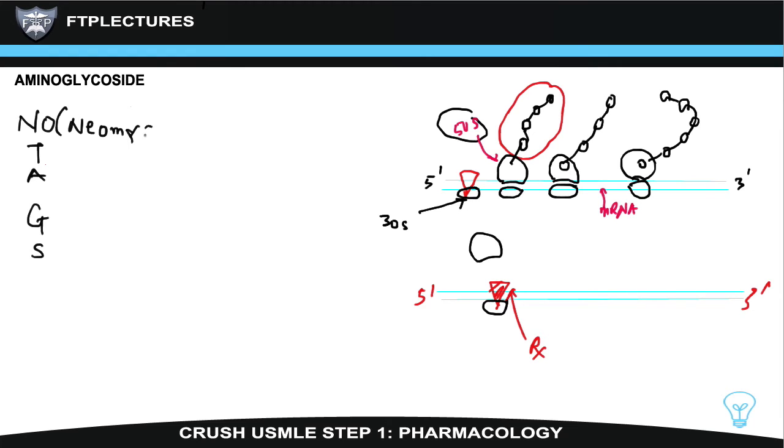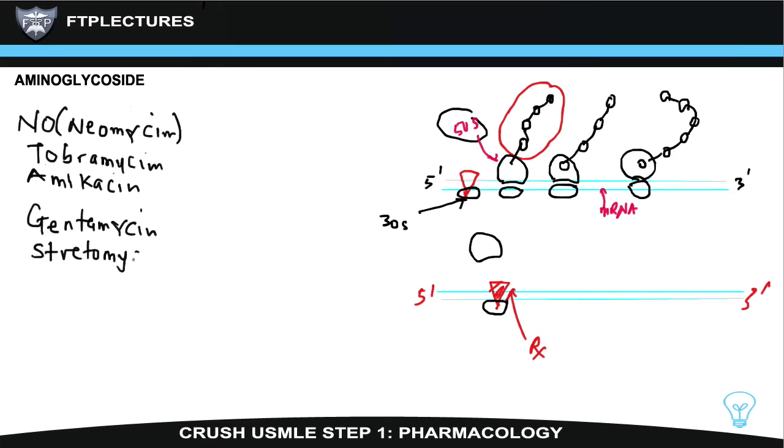neomycin, okay? Tobramycin, amikacin, gentamicin, and streptomycin. Wow, NO TAGS. See, the NO is almost like a nil, so that's how I remember it. NO TAGS, okay? So these aminoglycosides, they have the NO TAGS antibiotics. That's how I keep them in my mind.